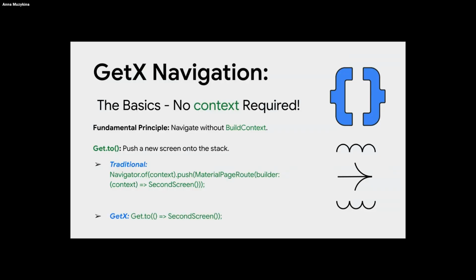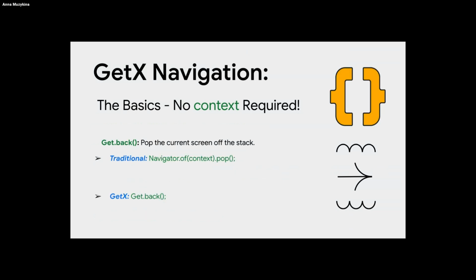But before, let's look at the basic navigation operations. For example, Get.to. This is your go-to for pushing a new screen onto the navigation stack. You simply provide the widget you want to navigate to. Compare the traditional way with GetX. The difference in conciseness is striking. To pop the current screen and return to the previous one, it's just Get.back. No context needed. No complex pop argument.